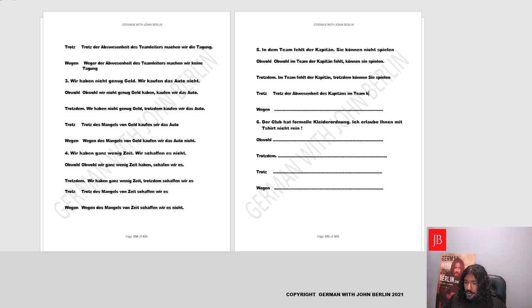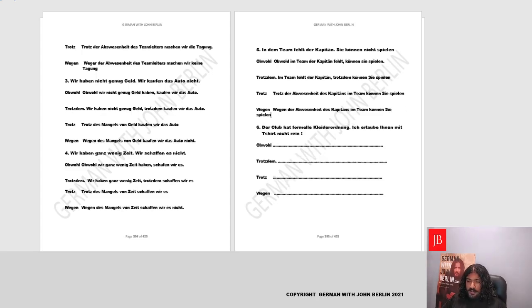Yes. Können Sie spielen. Fantastic. Yes. Now, because of the absence of the captain in the team, you can't play. Wegen der, this is not contradictory, it's straightforward. Wegen der Abwesenheit des Kapitäns im Team. Very good. Können Sie spielen? Können. Okay. Können Sie spielen? Fantastic.